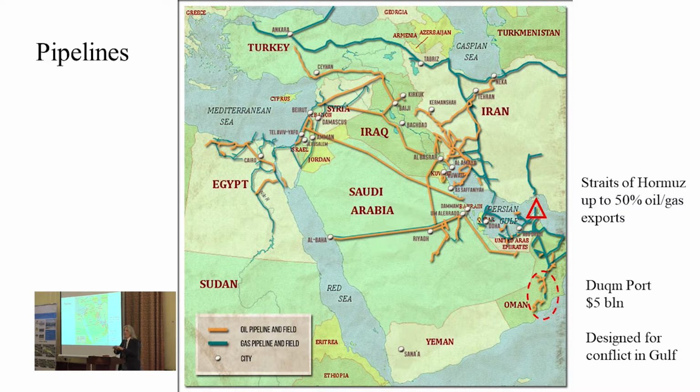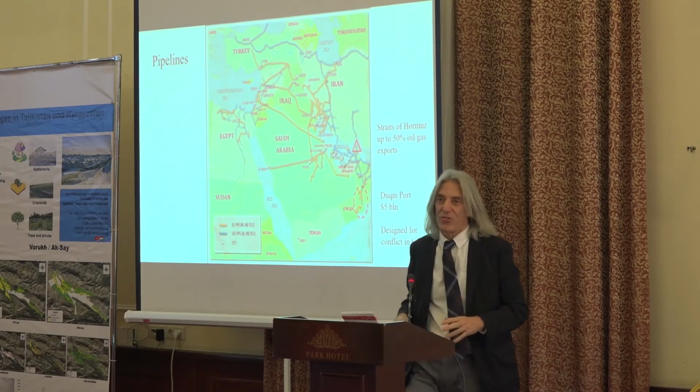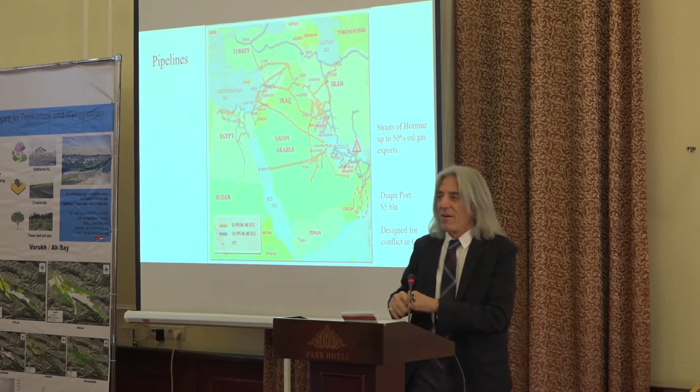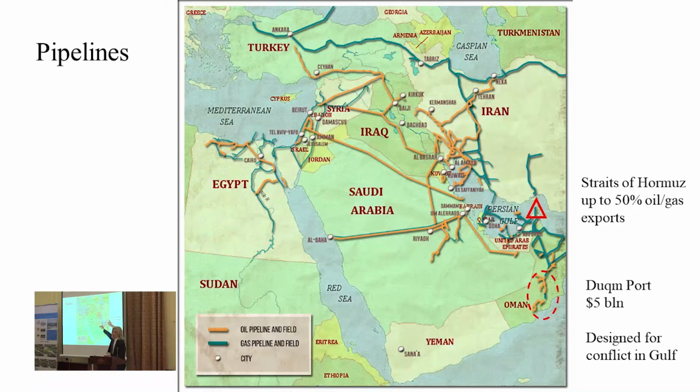So very easy to imagine how any one state or any conflagration in that region could have an impact on supplies. And the main point here is this triangle, which is the Straits of Hormuz, where up to half the world's oil exports pass through this one narrow point. And on the point we have Iran on one side, Oman on the other side.